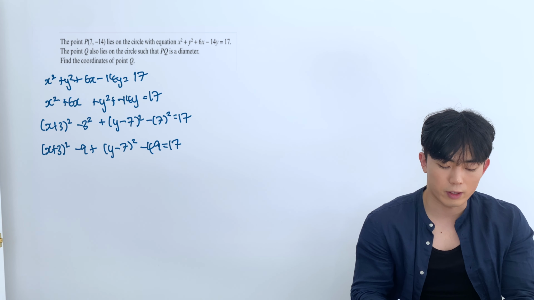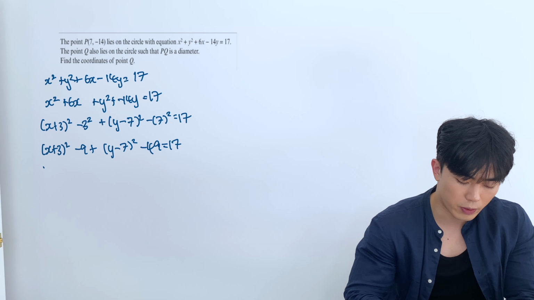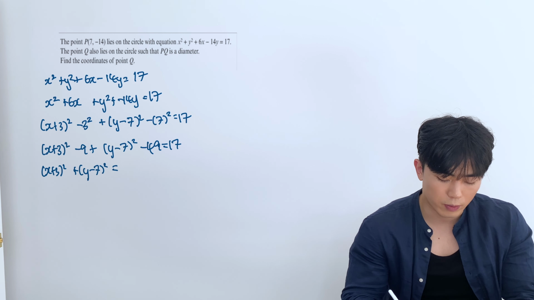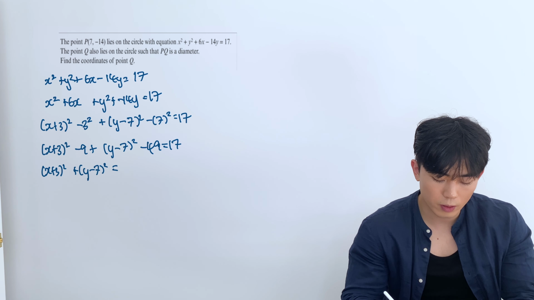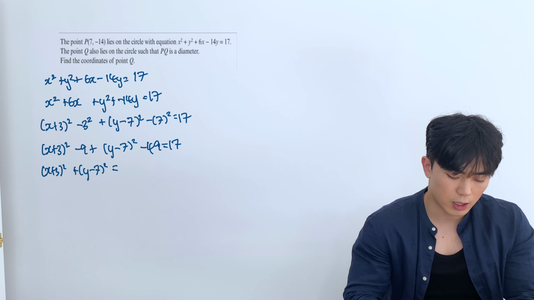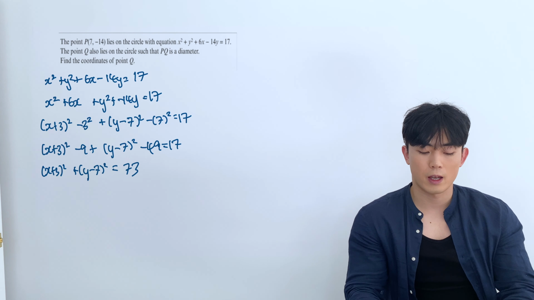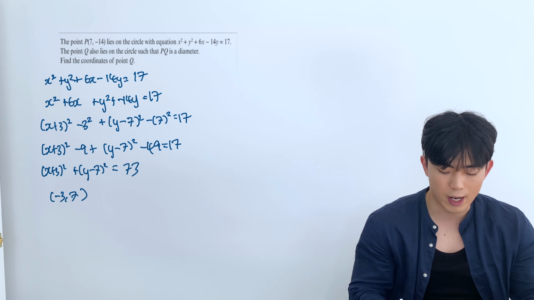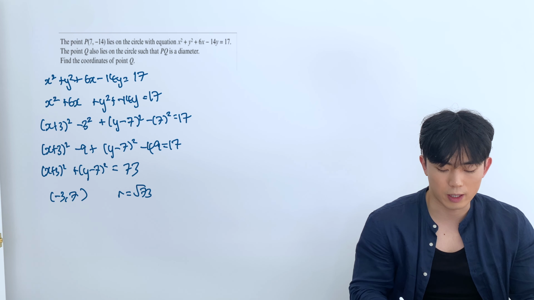Now I can just bring the 9 and 49 to the other side, so we have (x plus 3) squared plus (y minus 7) squared is equal to, what do we have here, 49 plus 9 plus 17, 73, like this. And so now we know the center is (-3, 7), and the radius is going to be root 73, like so.